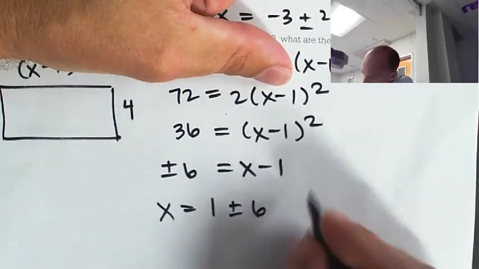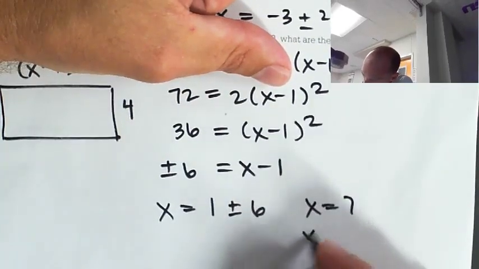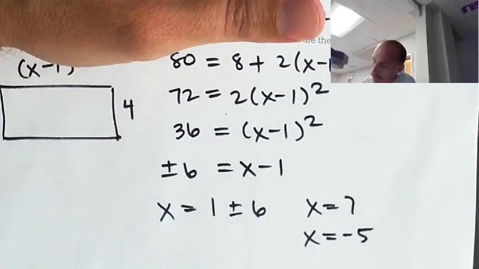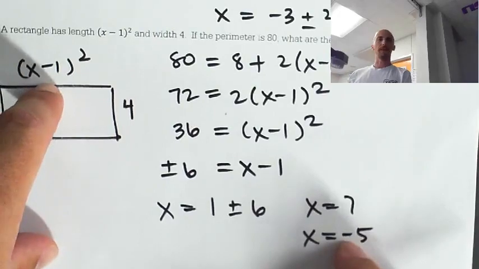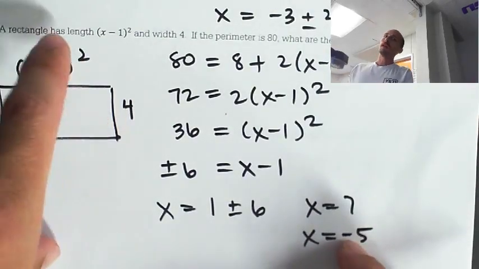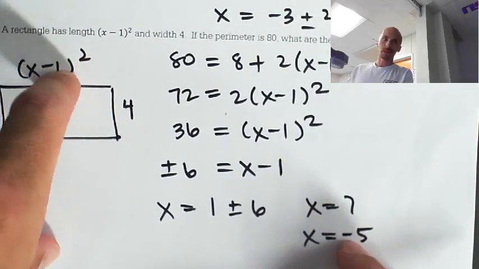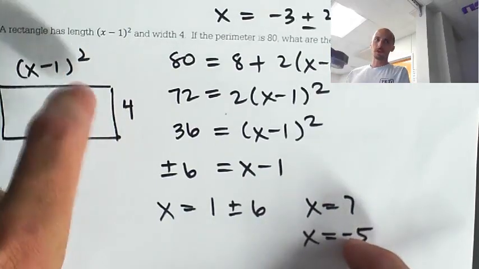So if I had 1 plus 6, that's x equals 7. If I have 1 minus 6, that's negative 5. But if I subtract 1 from negative 5, I'd have negative 6, and I square it, that's a width of 36, or a length of 36. So I have 36, 36, and 8. That adds up to 80. I'm satisfied. That's all the problems for this homework.